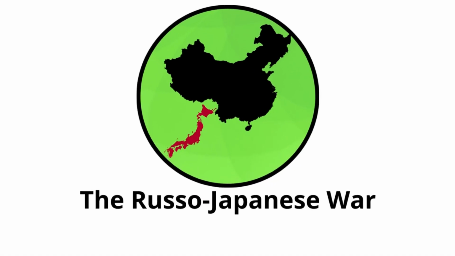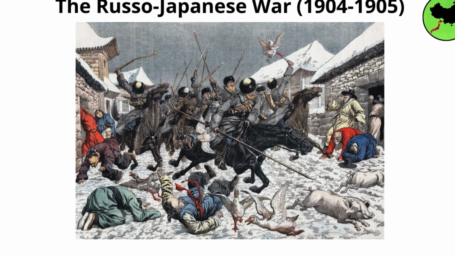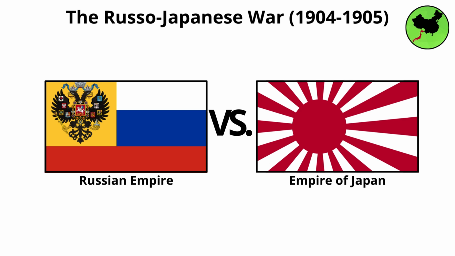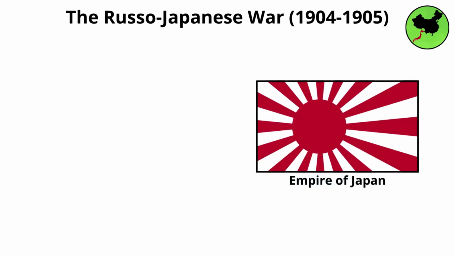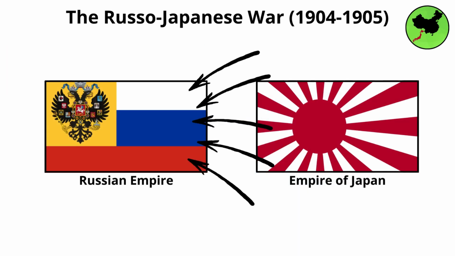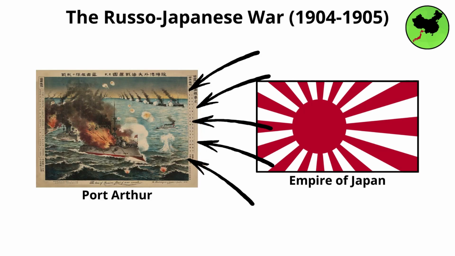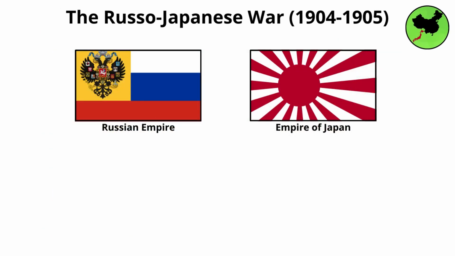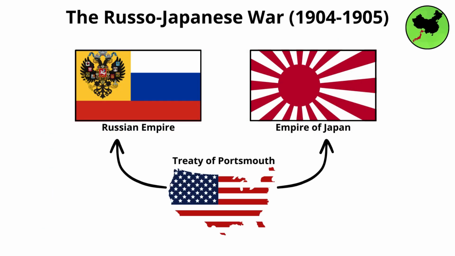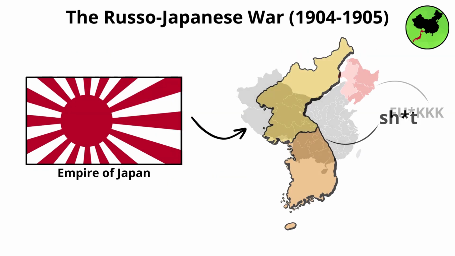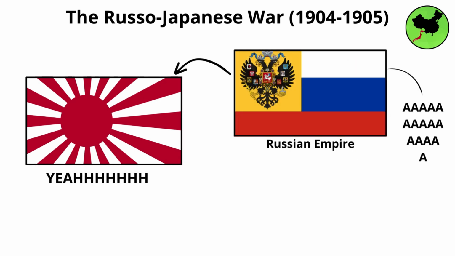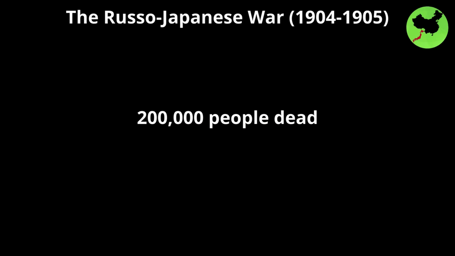The Russo-Japanese War. The Russo-Japanese War was fought between the Russian Empire and the Empire of Japan. The conflict arose over competing imperial interests in Northeast Asia, particularly in Manchuria and Korea. The war began with a surprise attack by Japan on the Russian naval fleet at Port Arthur, leading to a series of battles. The war ended with the signing of the Treaty of Portsmouth, brokered by the United States, which recognized Japan's control over Korea and its influence in Manchuria, as well as granting Japan territorial concessions from Russia. It's estimated that around 200,000 people were killed in this war.